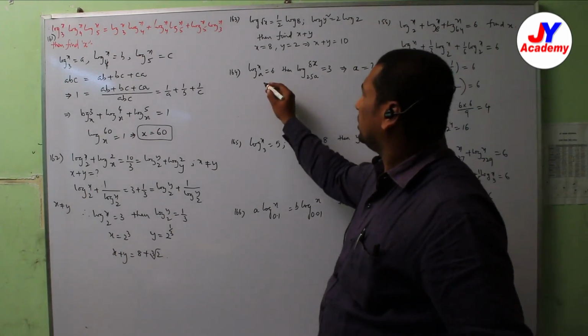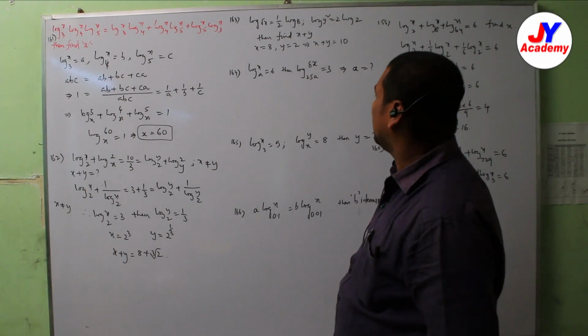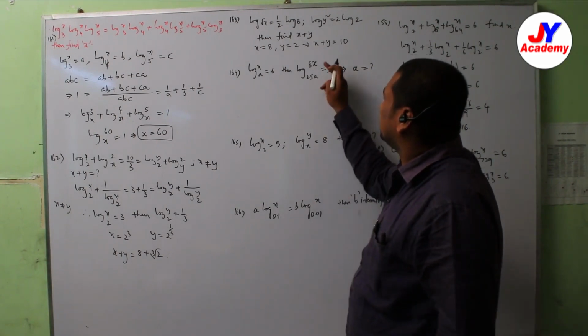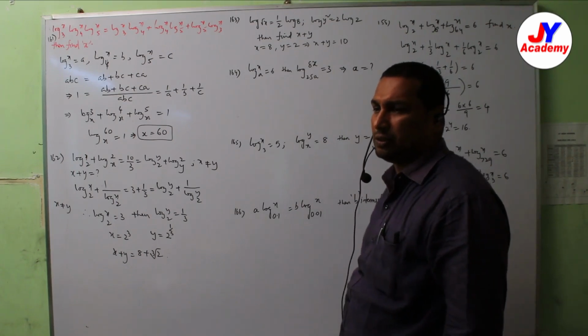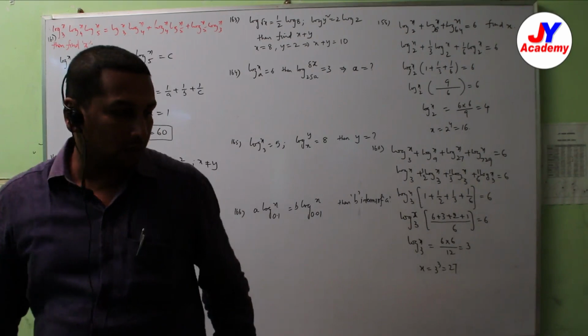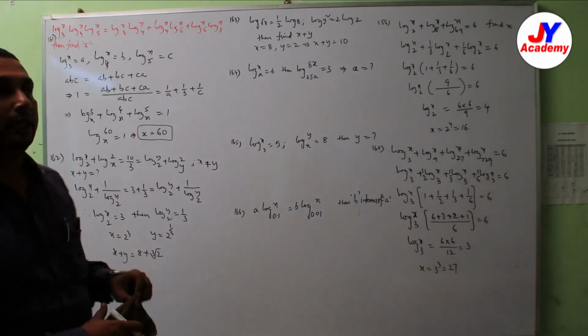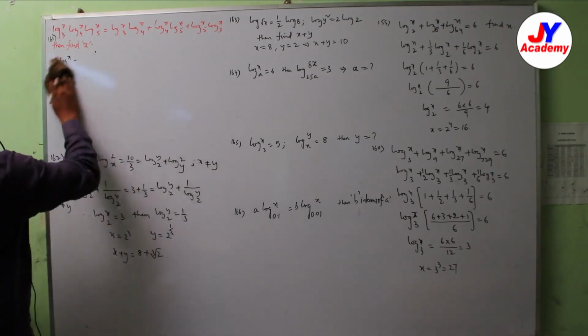Now come to this question. Log x base a is equal to 6. Log 8x base 25a is equal to 3. So now what do we have to find? a has to be found. Now x in terms of a. So what is to be considered? x in terms of a, and then solve.